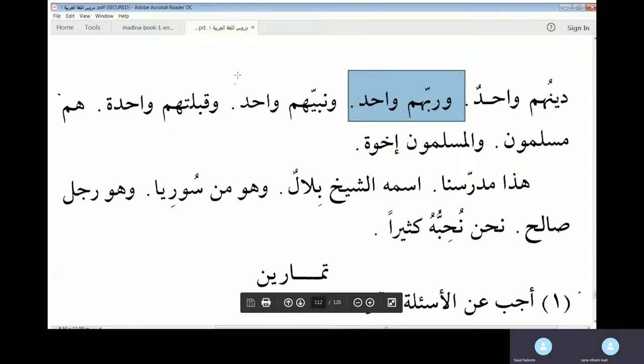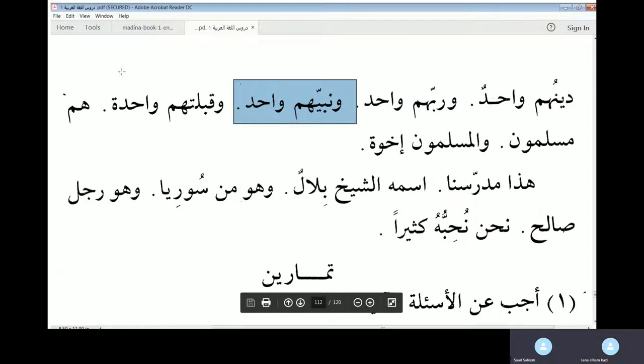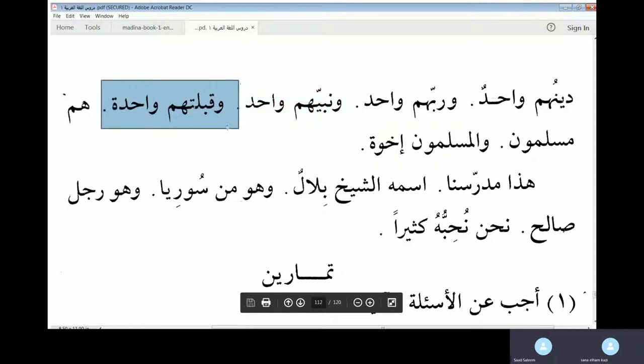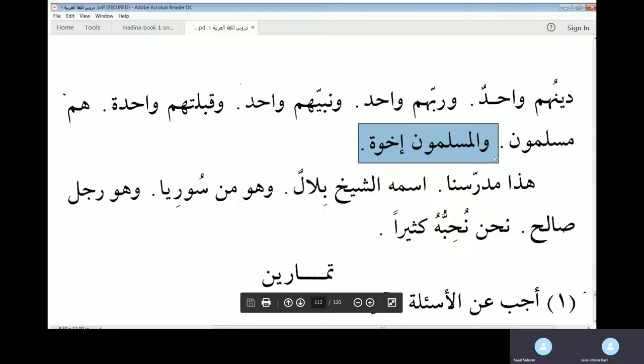Wa rabbuhum wahidun, and their Lord is one. Or same, you can say also. Wa nabiyyuhum wahidun, and their Prophet is same. Wa qiblatuhum wahidatun, and their qibla is same. Hum muslimun, they are Muslims. Wal muslimuna ikhwatun, and Muslims are brothers.